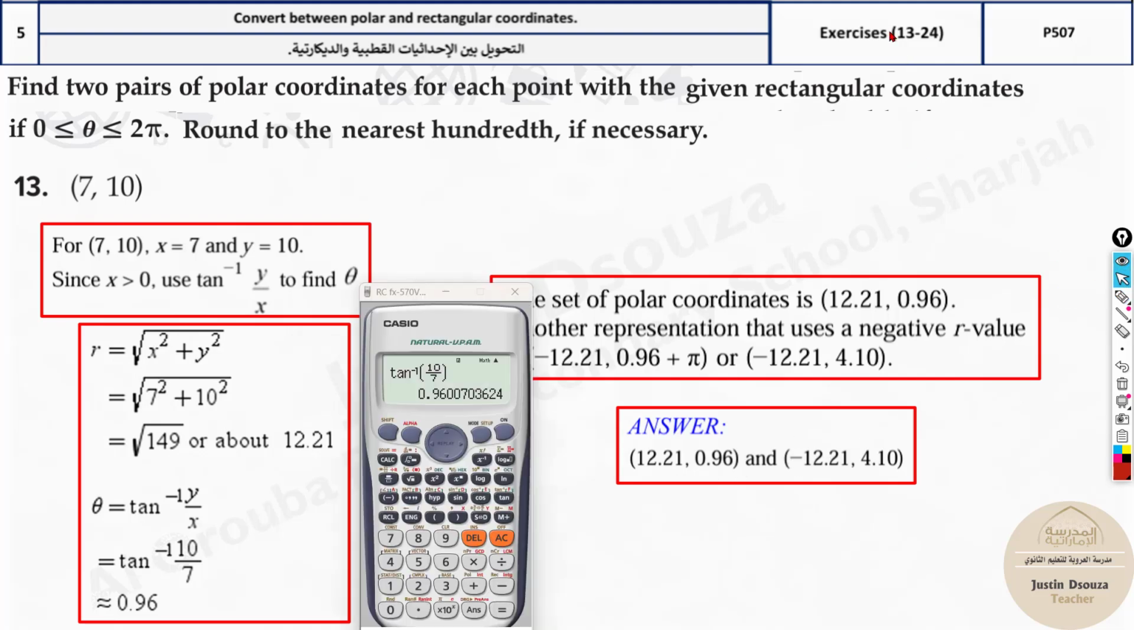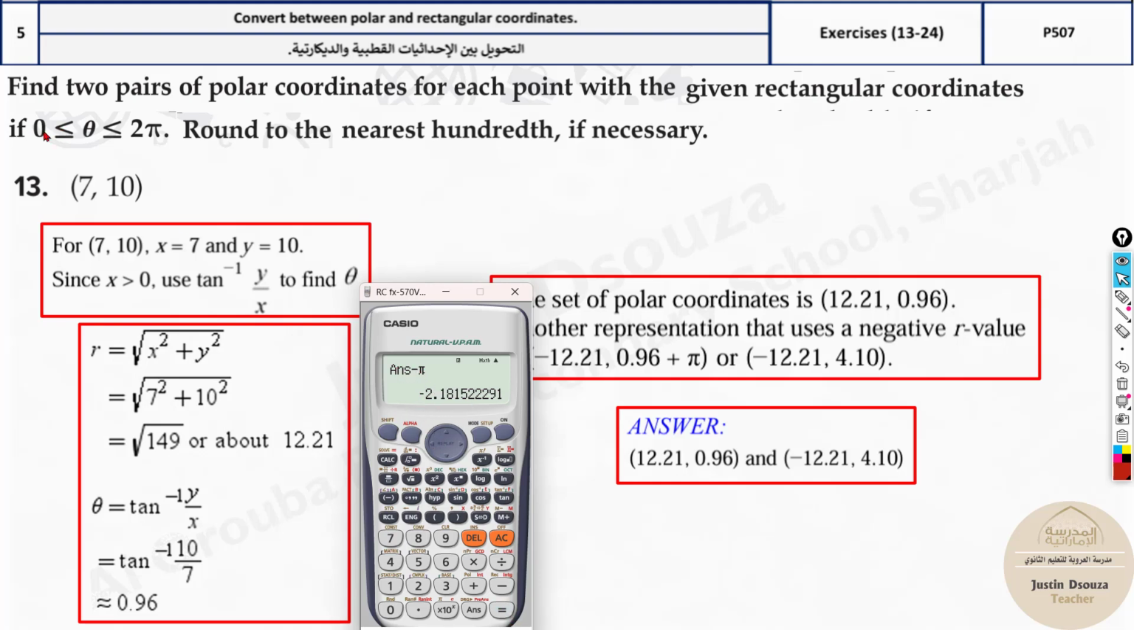Now take your calculator. We got theta as 0.96. So I will just add pi to it. The answer is 4.1. Now, what about minus? Why can't I do minus? Yes, I can absolutely do that. Let me subtract it. This was 0.96, right? Let me subtract it by pi.